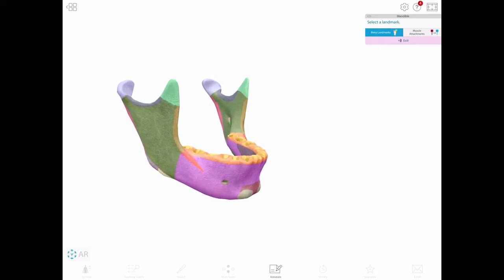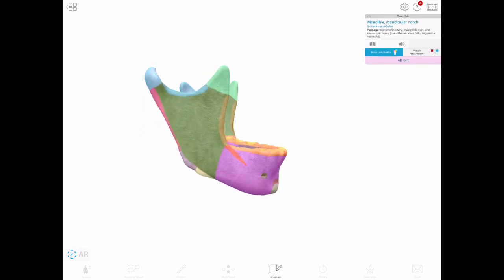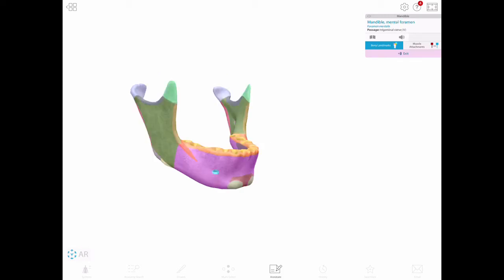We are looking at the mandible bone. Whatever's in blue, that is highlighted. Starting off, ramus, mandible body, coronoid process, condyle, notch of mandible, also known as ramus, angle of mandible, mental foramen.